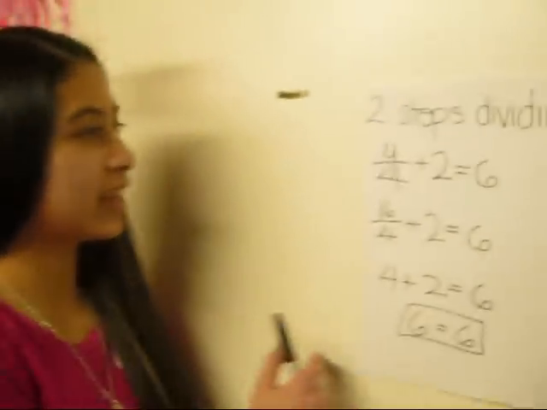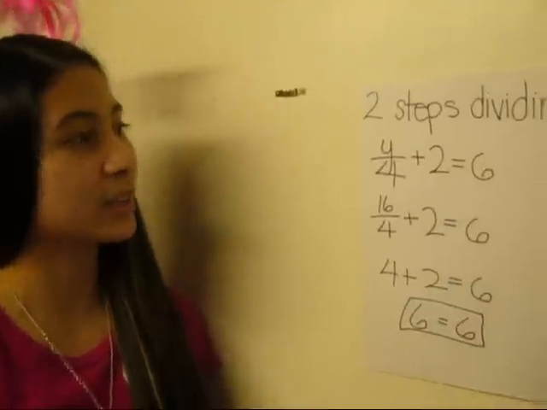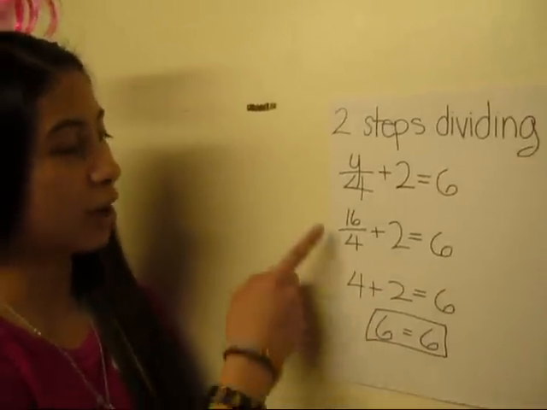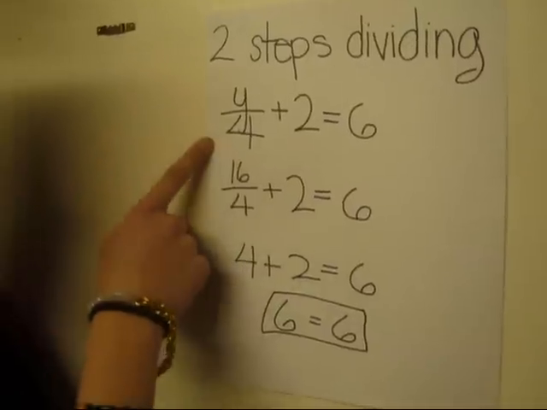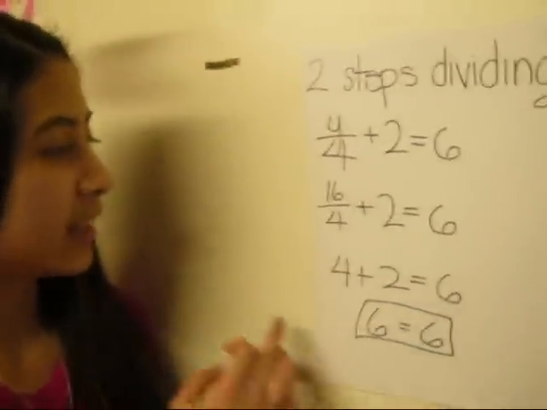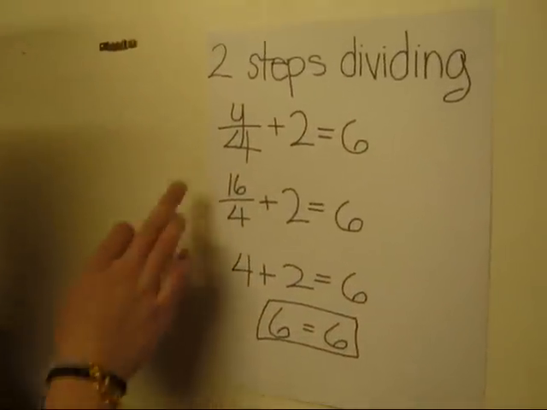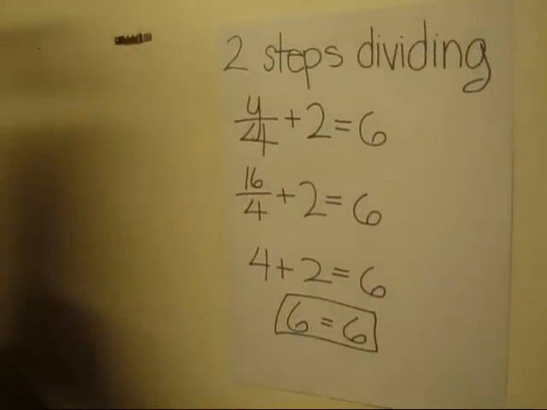Hi, today we are learning how to verify two-step dividing. It is very similar to verifying two-step multiplying. First, you copy out the equation. The y is the variable, and the 4 is the coefficient, and the plus 2 is a constant. You substitute the answer, which in this case is 16, with the variable.